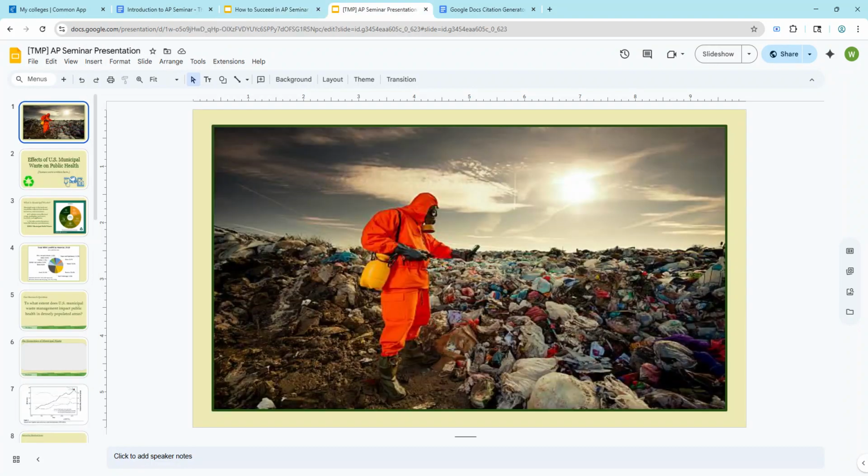So let's look at a sample of my AP Seminar presentation slides. On the first slide, I have a picture of this man in an orange suit and mask looking at all this garbage around him. You're highly recommended to start like this. This picture was meant to capture the audience's attention immediately, to show all the garbage and evoke a sense of imagery, and serve as a short story that set the stage.